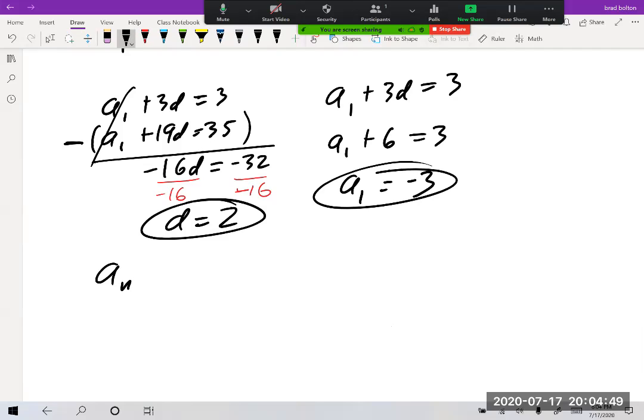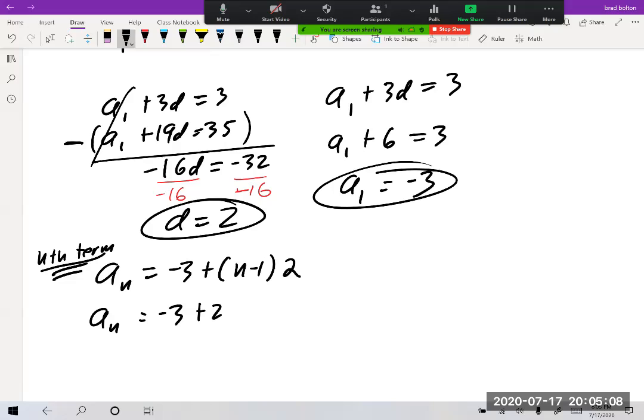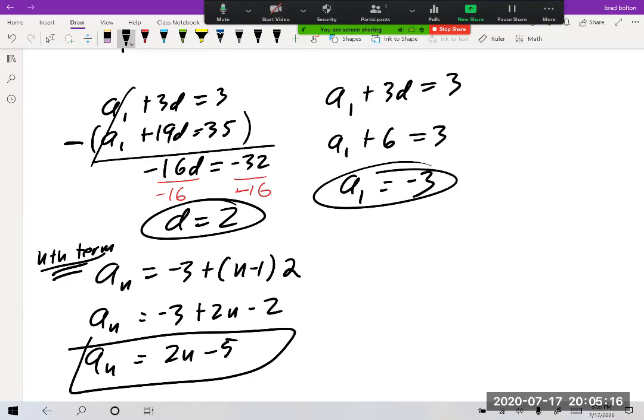My formula says, remember, they want the nth term, so this is the nth term. A sub n is worth a sub 1, which would be negative 3, plus n minus 1 times 2, the common difference. Clean this up: negative 3 plus 2n minus 2. So a sub n equals 2n minus 5. We found our general term.